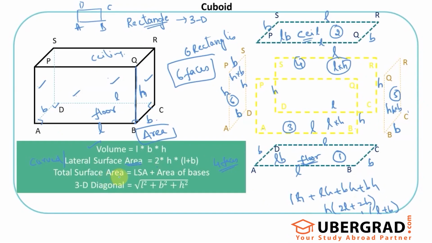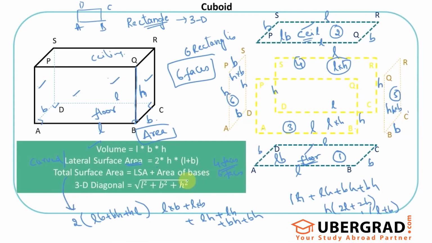The total surface area is always the lateral surface area or the curved surface area plus the area of the bases. I need to add the floor and the ceiling. So basically for the cuboid, I have to add all the 6 faces. Right? That's basically L into B plus L into B, the floor and ceiling, plus L into H plus L into H plus B into H plus B into H. So that will turn out to be 2 times (LB plus BH plus HL). Right? That's the formula for the total surface area.